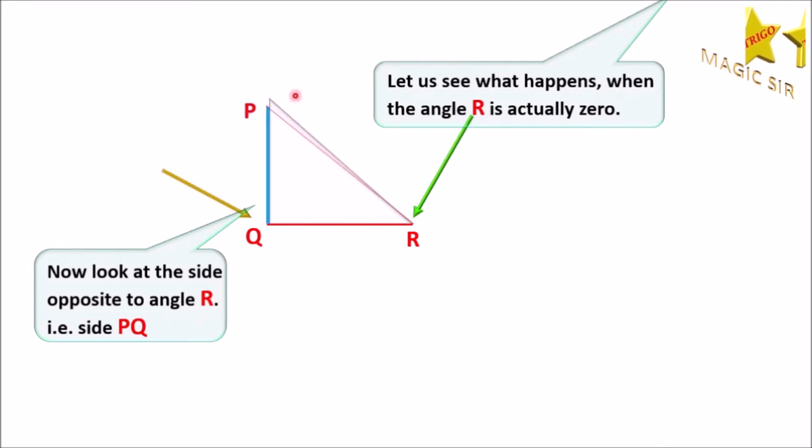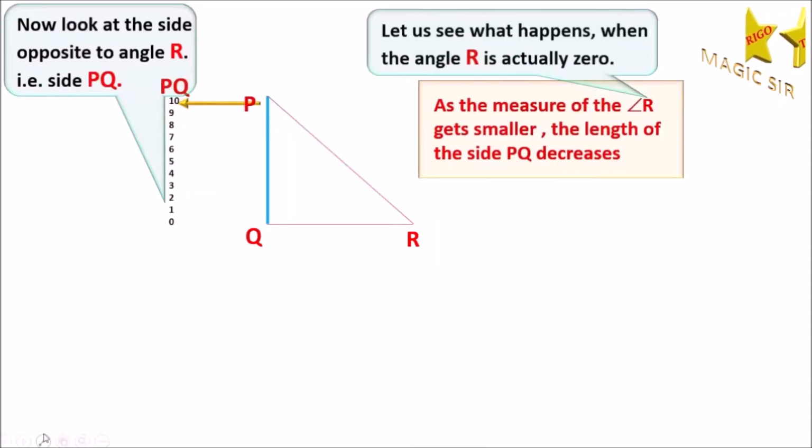Look at the side PQ. PQ is the side opposite to angle R. As the measure of the angle R gets smaller, the length of the side PQ decreases. See the animation. PQ is nearly 0. This happens because as the measure of the angle R gets smaller, the length of the side PQ decreases.